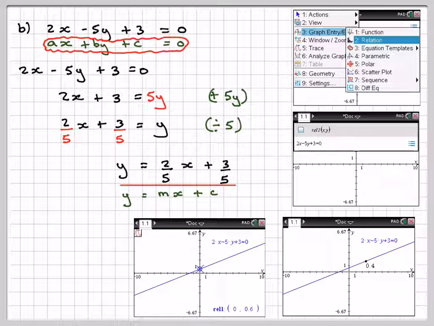Alright, so this has been a look at linear graphs, straight line graphs, and their different formats. The main two types of format are ax plus by plus c is equal to 0, and y is equal to mx plus c. There are different types, but those are the two main ones that you need to know.